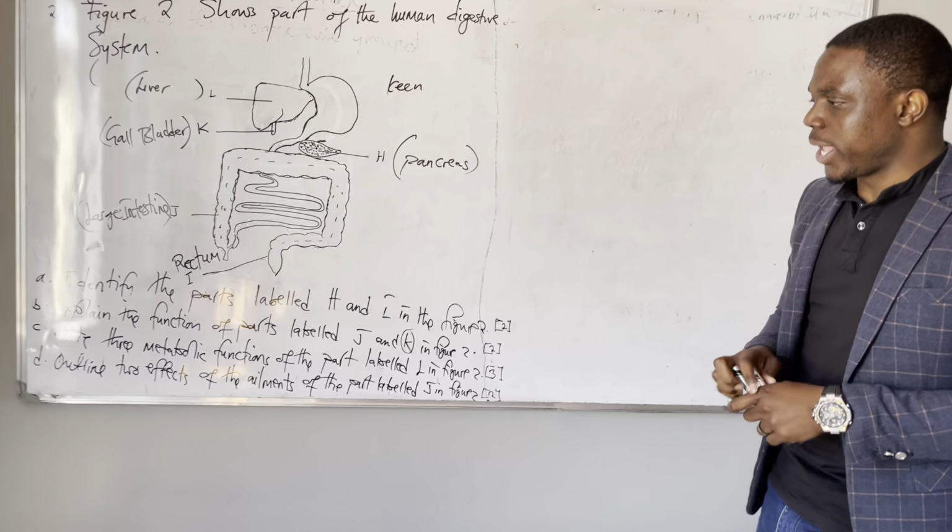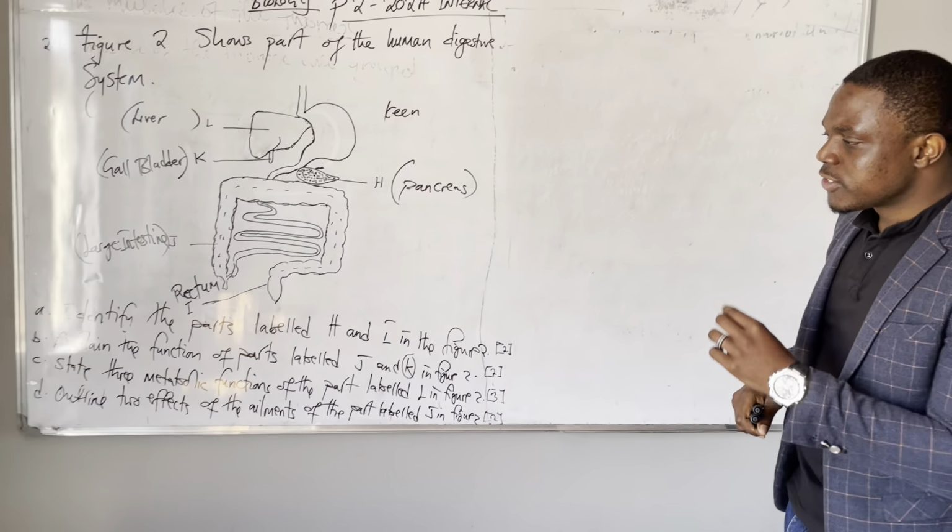If we go to C quickly, we are saying: state 3 metabolic functions of the part labeled L in the figure. If you look at the diagram, the part labeled L in the figure is the liver.